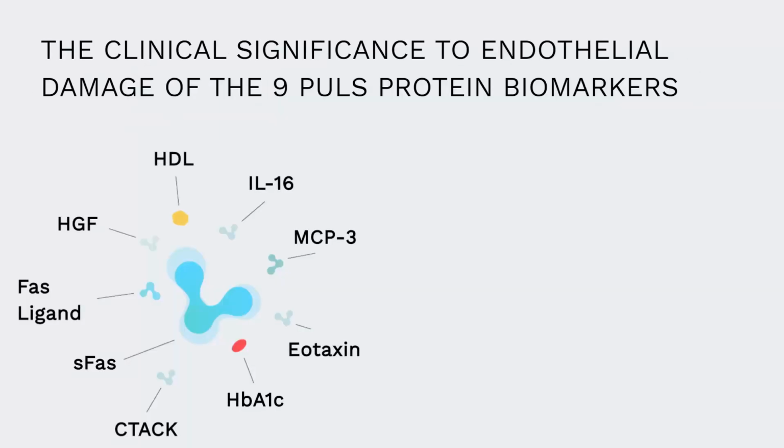These are the 9 clinically significant protein biomarkers used to measure the body's immune response to arterial or endothelial damage. These are the indicators leading to unstable lesion formation and potential rupture.